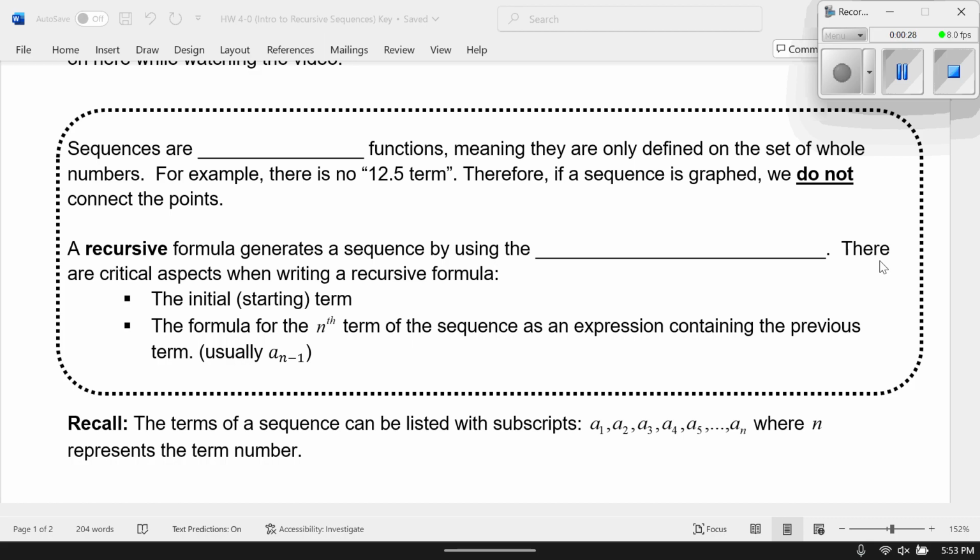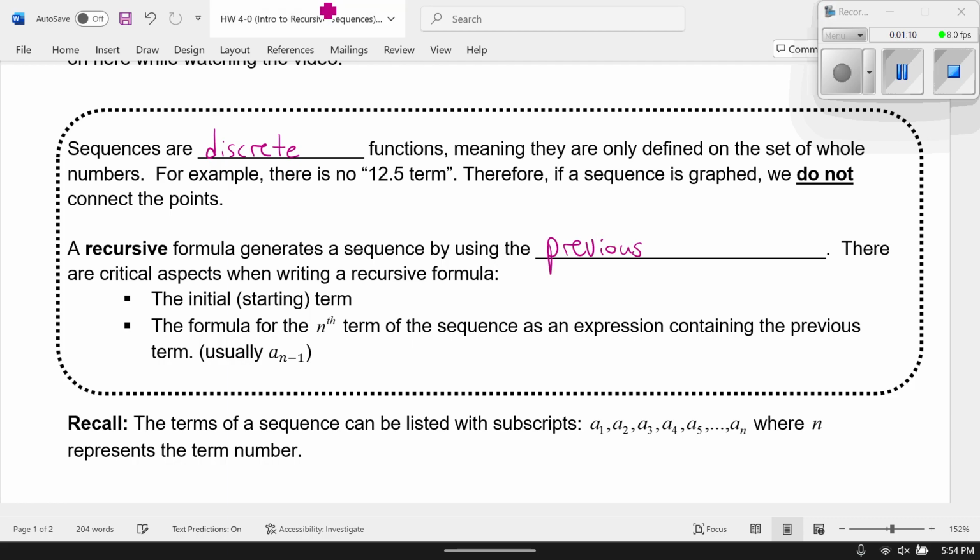The point is, we could plug in decimal values for x. However, sequences are discrete functions, meaning they are only defined on the set of whole numbers. For example, there is no 12.5 term. There's the 12th term and the 13th term, but nothing in between that. So we have the first term, the second term, the third term, the fourth term, but no decimal values in between. So if you're graphing a sequence, we do not connect the points because there are no decimal values in between to connect.